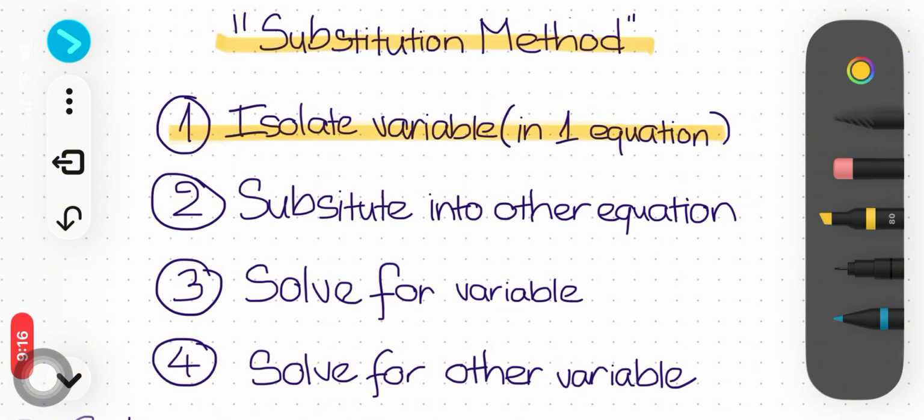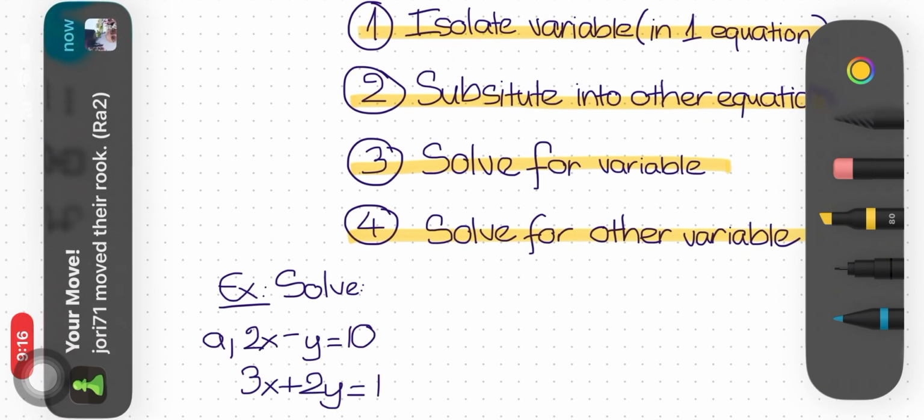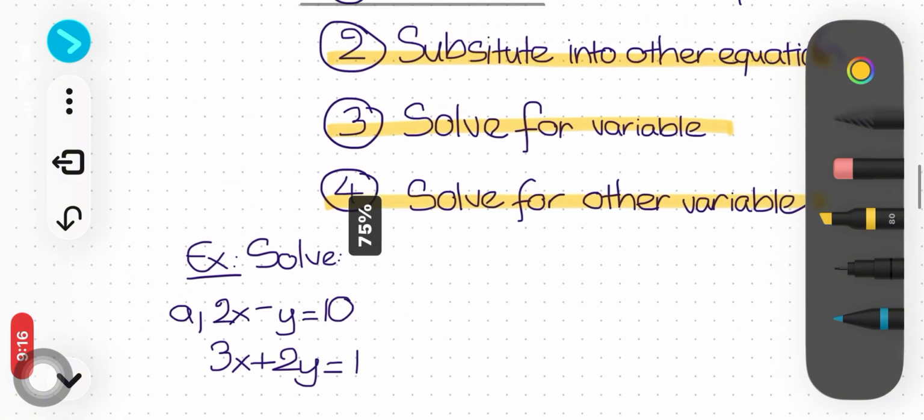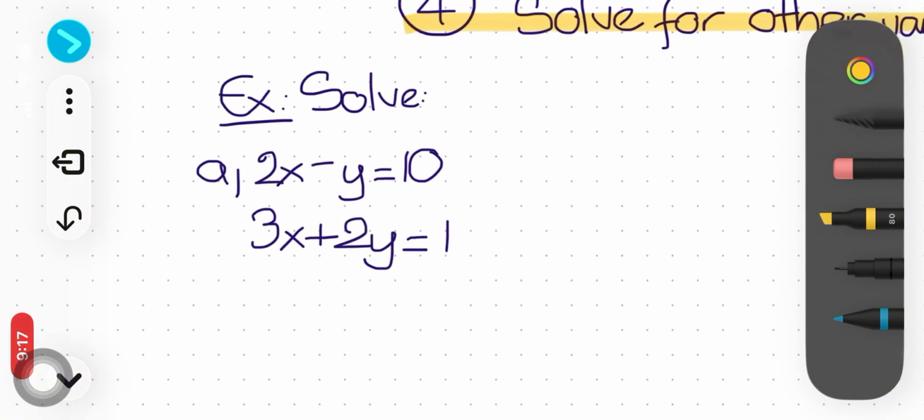The first step is to isolate a variable in one equation. Then we substitute into the other equation, then solve for one variable and solve for the other variable. Now we'll come to the example.